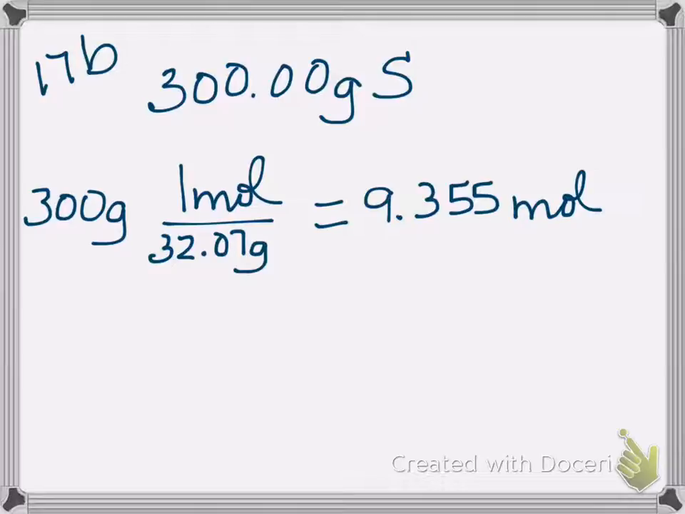All right, 17B tells you that you have 300 grams of sulfur. You need to find the moles. So we take the 300 grams, we divide it, so we have 1 mole is 32.07 grams. We can cross out our grams. We're left with moles. We divide here, and we get 9.355, or you could make that into 9.36 moles of sulfur.